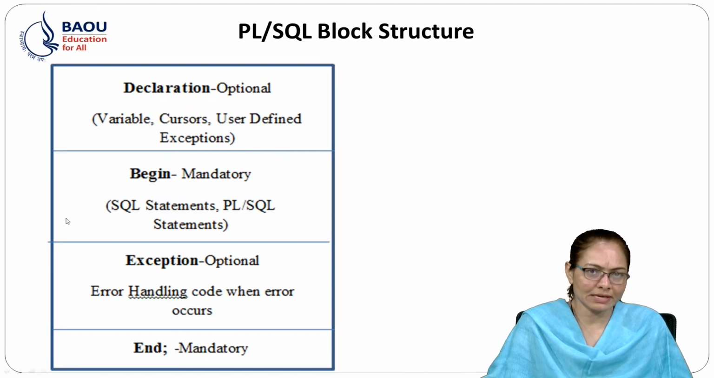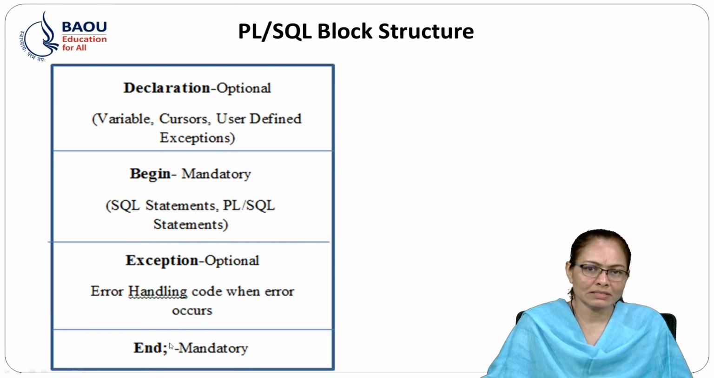Now the exception section. This section begins with the keyword exception. Any error that occurs while executing the statements in the begin part can be handled in this part. This is an optional section. It is used to handle any error that occurs during the execution of the statements and commands in the executable section. It is not compulsory. If any error occurs, then it will handle it. Otherwise, there is no use of the exception section.